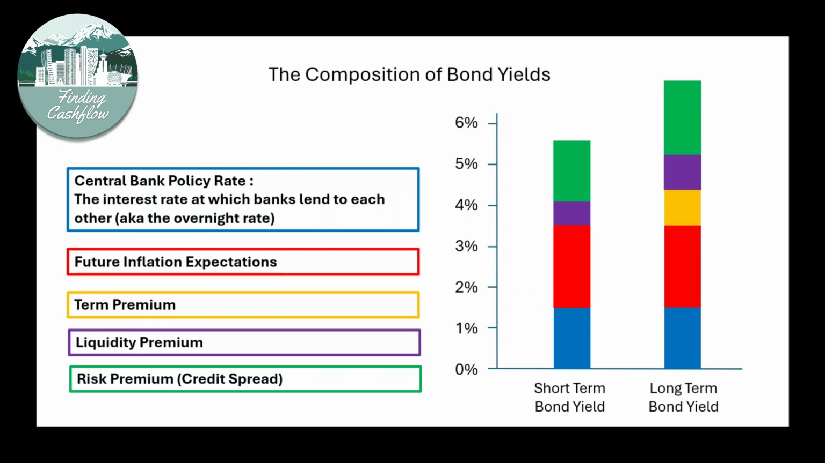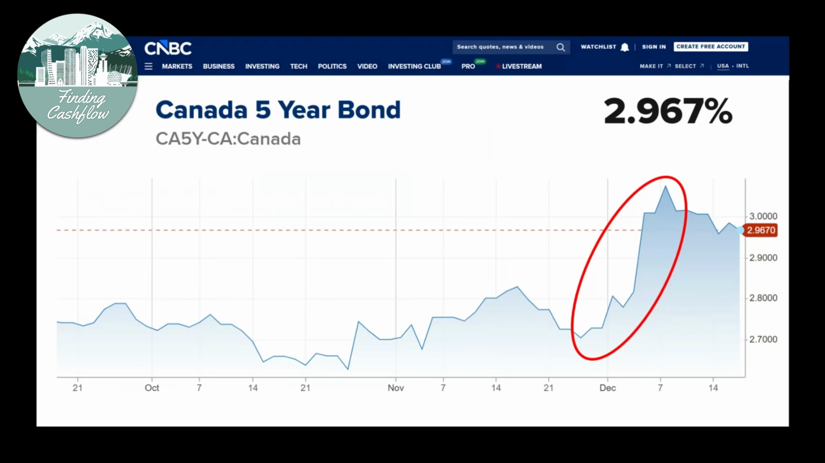As we know from earlier episodes of this podcast, bond yields, and especially longer-term bond yields, are made up of more components than just the central bank policy rate. And it is because we saw a substantial increase in the Canada 5-year bond yield earlier in December that the fixed rate mortgage here in Canada increased shortly after that time.